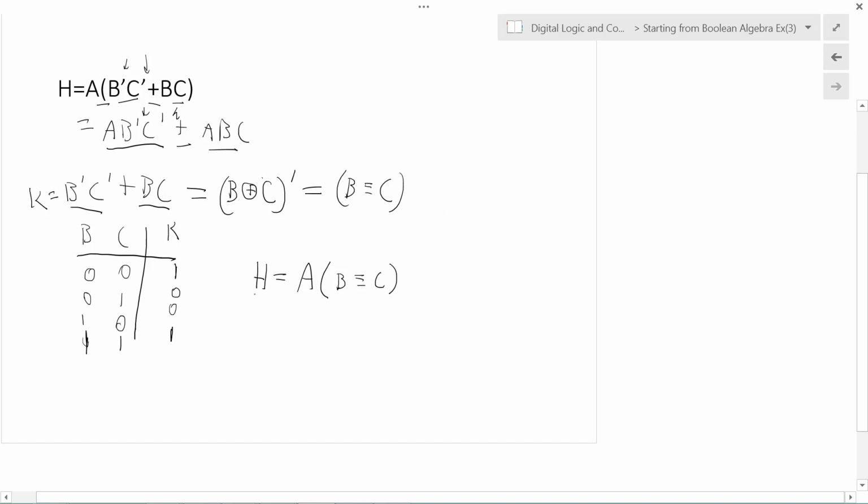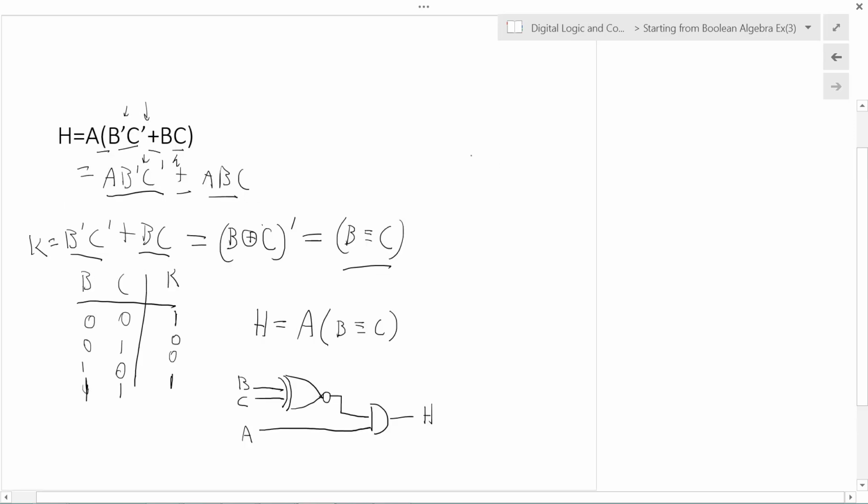How do we draw the digital circuit? We can first draw the equivalence gate like so, or the XNOR. We have B XNOR C. And then we have an AND gate. This takes an input A and an input from the XNOR. And finally, we get our output H. So while it is possible to reduce this to 5 gates, the optimal case here uses the equivalence gate.